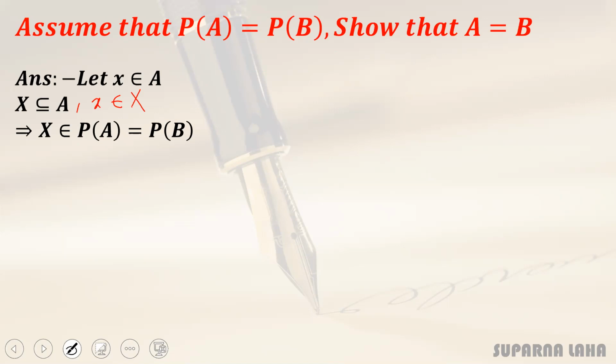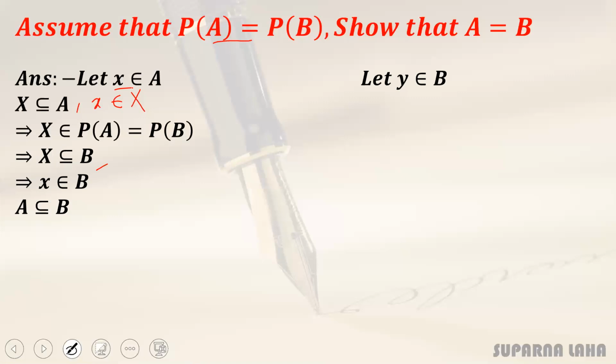So that means we can write this power set of A is equal to power set of B, since it is given here. So now capital X belongs to this power set of B. That means X is a subset of B. Since X is a subset of B, we can say that this element x, small x, belongs to B. So we can prove that A is a subset of B.